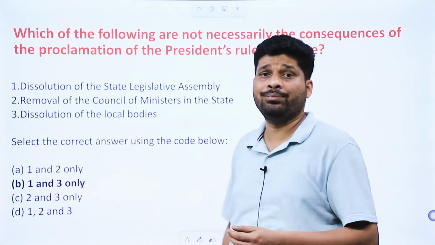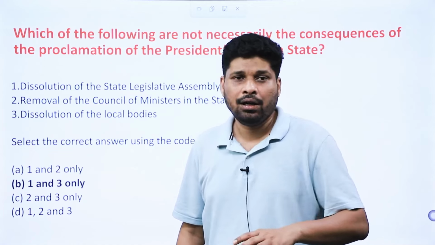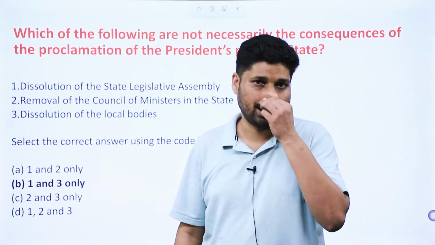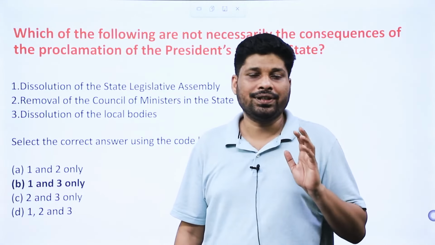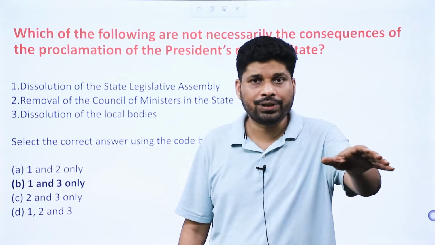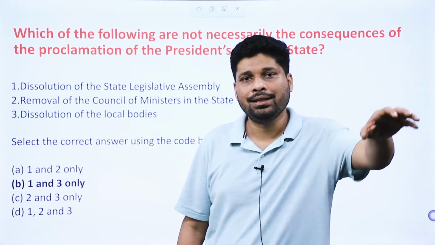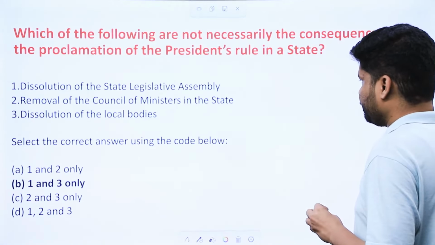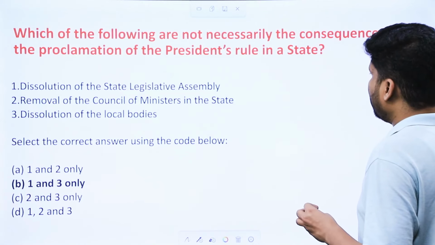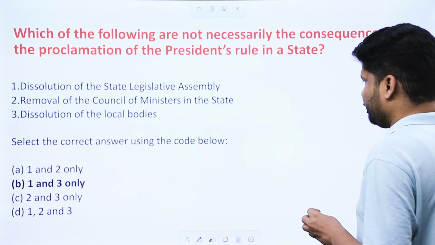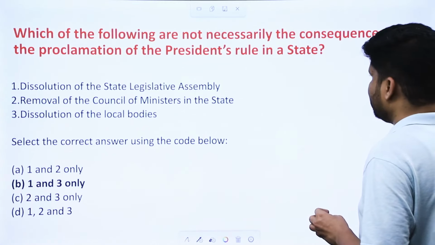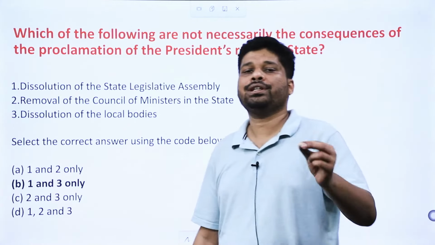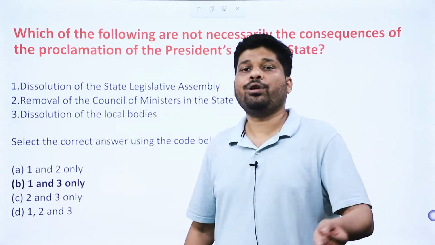powers with respect to emergencies, especially state emergency. Why? Because somewhere in India there will always be a state in which state emergency or president's rule has been applied. So it is in current affairs. Read this particular provision, Article 356, state emergency or president's rule, very carefully. Let us look at this particular question. Which of the following are not necessarily the consequences of proclamation of president's rule in a state? That is, if the president's rule is applied, which of them may not compulsorily happen?